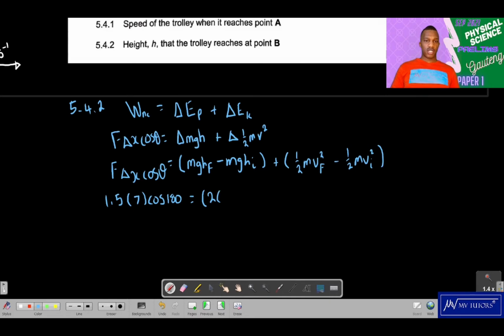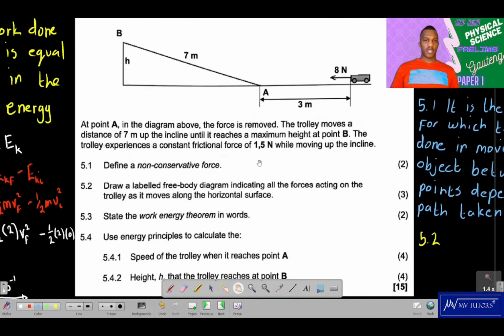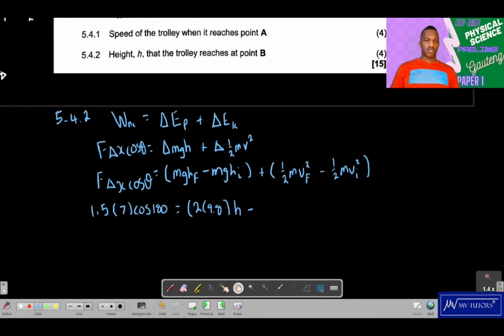2. g is still 9.8, and our final h, that is actually what we're looking for, minus m, which is 2, g, and our initial h is 0. Remember, initially we are down here, so there's no h there, it's 0. So I'm just going to put 0 here to save space, plus our final velocity, it's half m v, our final velocity.